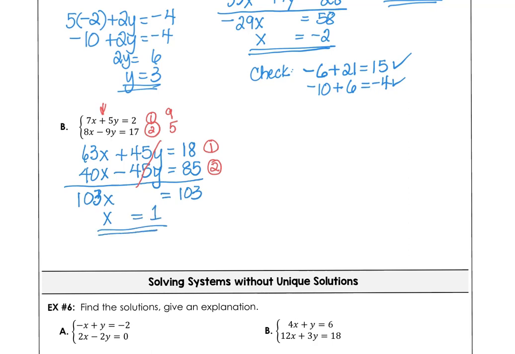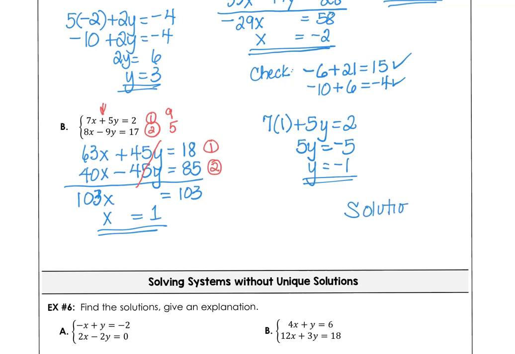Going back to the original system, I'm choosing equation 1. 7 times x plus 5 times y is 2. So 5y is 2 minus 7. 2 minus 7 is negative 5. So y is negative 1. And I'll leave the checking to you. I believe the solution is positive 1, negative 1 for my x and y point of intersection for this system of equations.